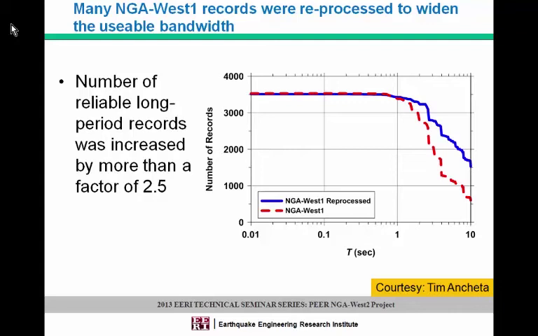This shows the number of records, vertical versus period. The blue is what we have in NGA-West2, and the red is what we had in NGA-West1, the same database, but reprocessed, and the number of reliable records at long period increased by a factor of 2.5. So, in summary, for long periods, we have a much more reliable database.